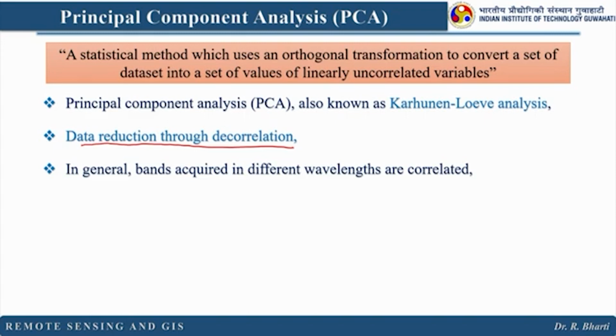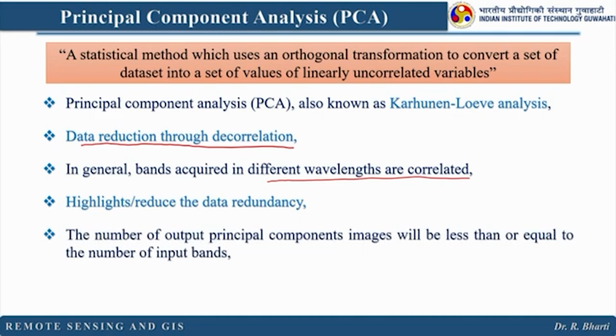In general, bands acquired in different wavelengths are correlated. I hope you have understood this because I have just covered it. It reduces the data redundancy. Data redundancy means if one piece of information is coming in all the bands, it is redundant; the information is coming again and again. So you want to reduce that repetition of the information in different bands, and for that we will be using PCA.